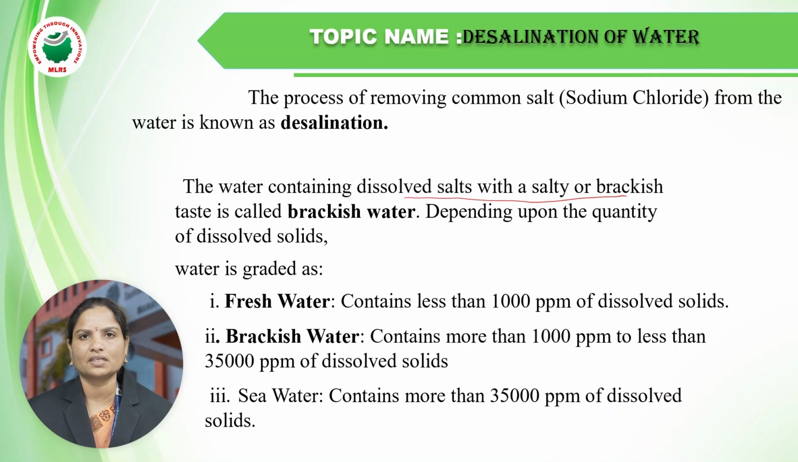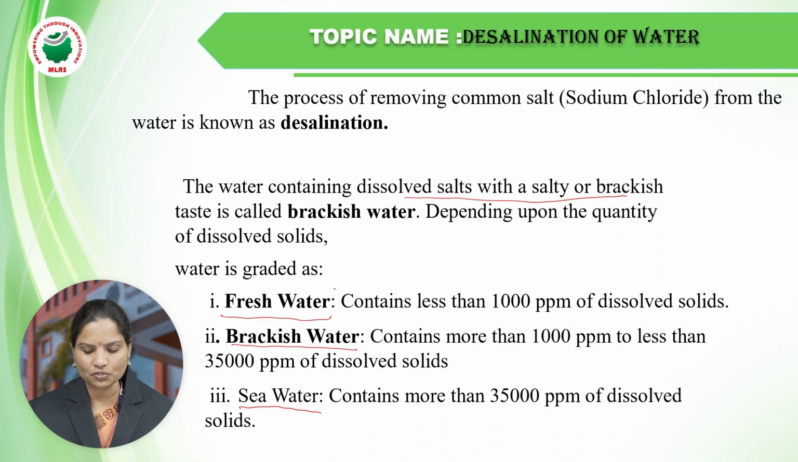There are different types of water. One is fresh water, the second is brackish water, and the third is sea water. Depending upon the quantity of dissolved solids present, we grade the water as fresh water, brackish water, or sea water.